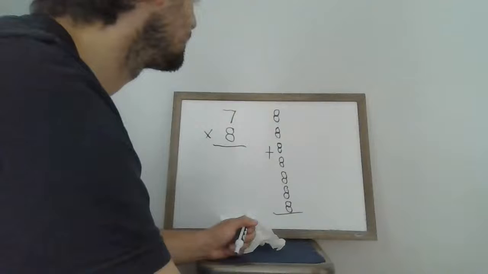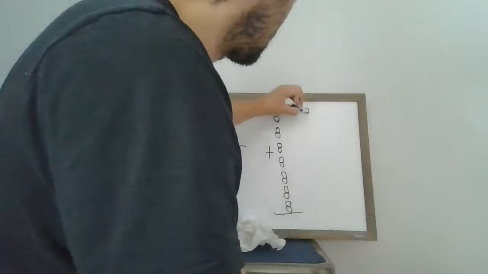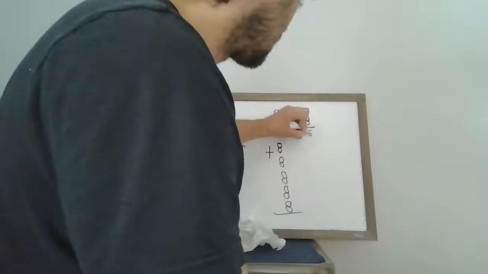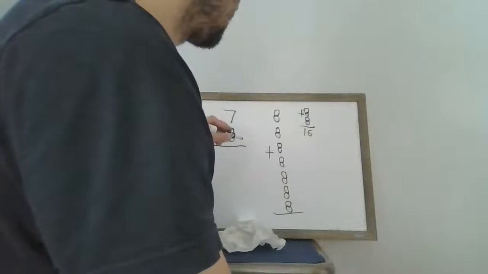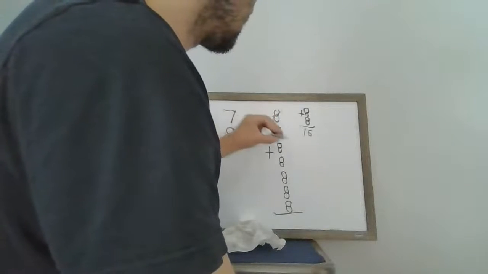All right. So here we go. 8 plus 8 is 16. So we just added 8 twice.